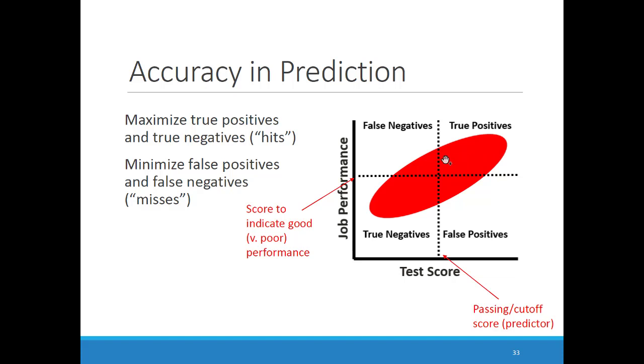To the left of the true positives in the upper left-hand quadrant are our false negatives. And these are people who scored low on the test, so you can see that they are on the left-hand side of the cutoff in terms of their test scores, but they are in fact above the cutoff in terms of job performance. So hypothetically speaking, they were rejected from the job, but they would have performed well. So that is represented by anyone that would be in this area here for false negatives.